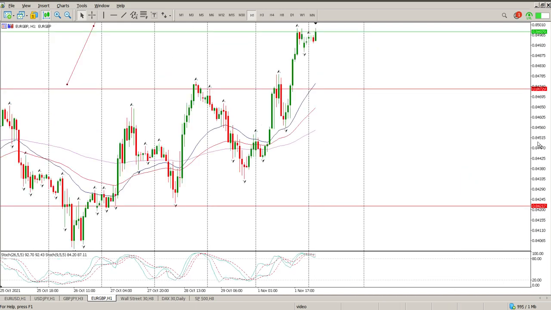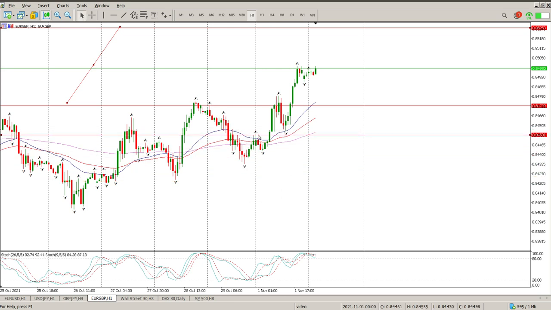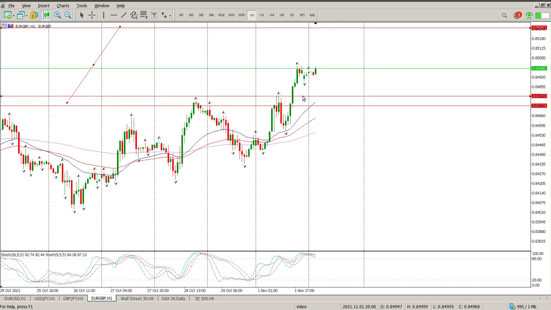So what are we looking for? We're looking for pullbacks onto structure. So we didn't really get a decent pullback yesterday. You would have expected it to come back onto, let's just use the bottom here. You would have expected it to come back into this zone here. Just missed that pullback up. So what we're looking for now is a pullback on structure.